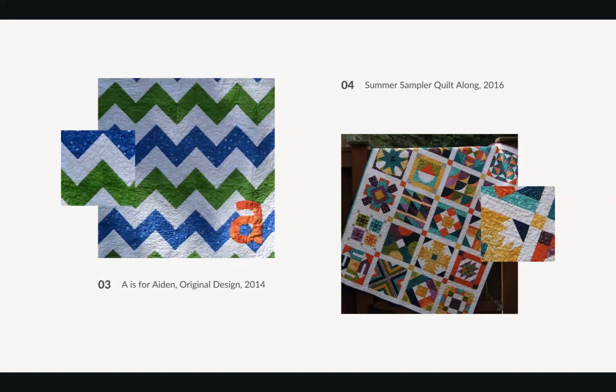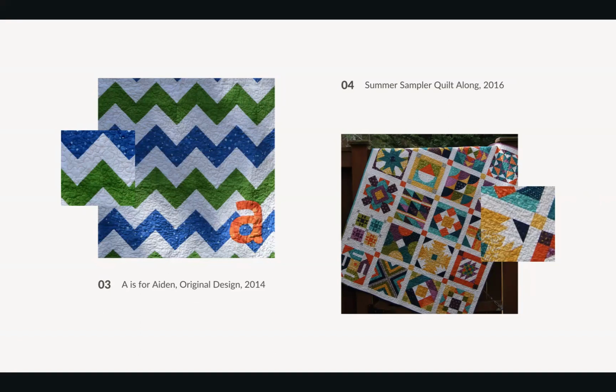Okay, so starting to move along, starting to get more confident in designing my own quilts. A is for Aiden ended up being a large baby, small throw for a very dear friend of mine and her new son. Starting to get more confident using more colors, more patterns in a quilt. But as you can see in both of these, I'm still meandering.